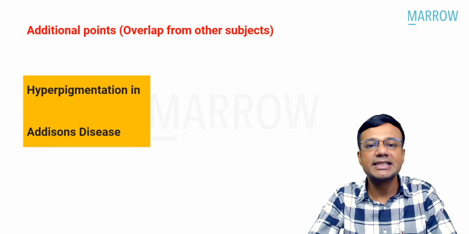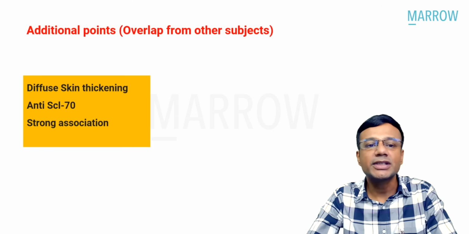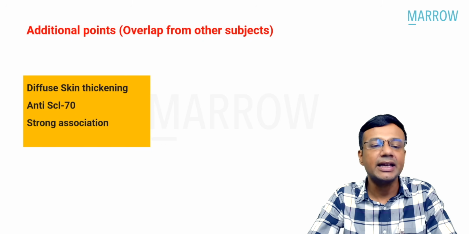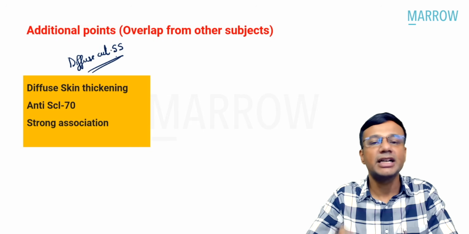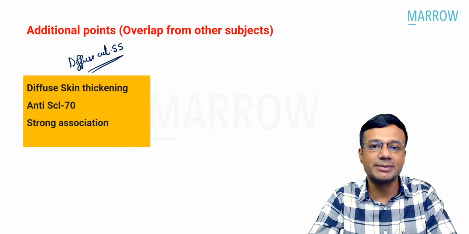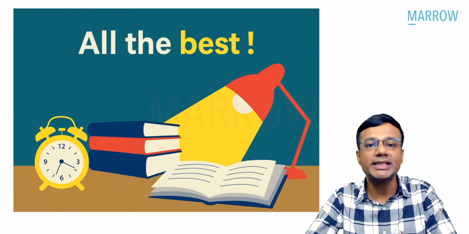Hyperpigmentation in Addison's disease happens because of increased ACTH. That was the answer. Then there was an MCQ talking about diffuse skin thickening and anti-Scl70, referring to diffuse cutaneous systemic sclerosis. A strong association of diffuse cutaneous systemic sclerosis is ILD, that is interstitial lung disease. So with this, we conclude the discussion of the dermatology questions.